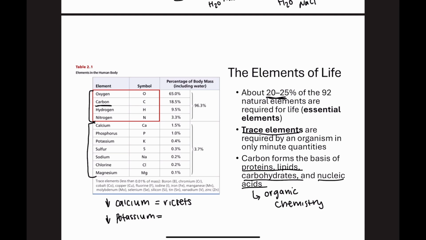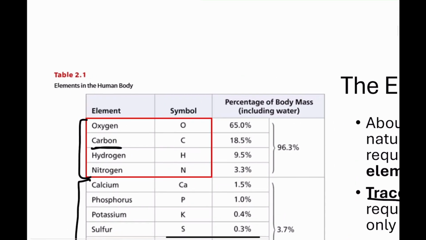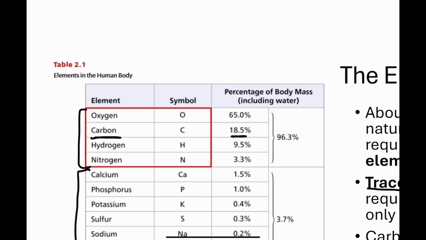And when we're looking at our essential elements, we see that carbon makes up about 18.5% of our body mass. Meanwhile, oxygen makes up 65%. So why is it that if carbon is the most important atom that we have, oxygen is in more abundance in our bodies?